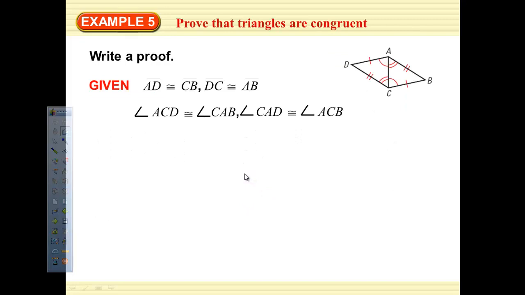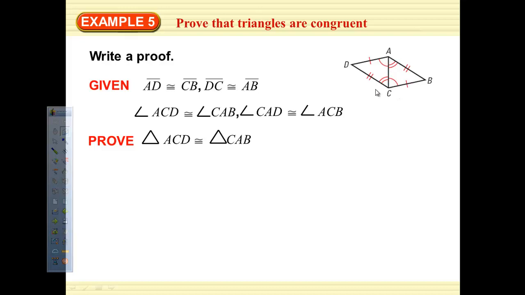And similarly, we want to write a proof for this. So we're given all of this, and we want to prove that the two triangles are congruent. So there's a lot given to us here. We have one set of sides congruent, we have 2 sets of sides congruent, and then we have one set of angles congruent, 2 sets of angles congruent. The third side is going to be AC on both triangles, so we're going to state that AC is congruent to AC because of the reflexive property.